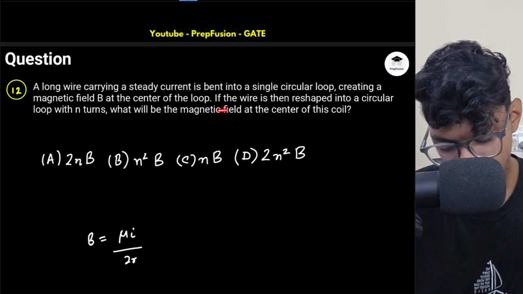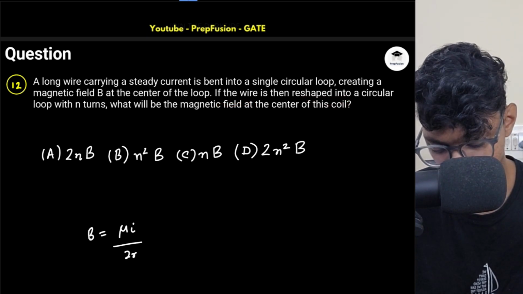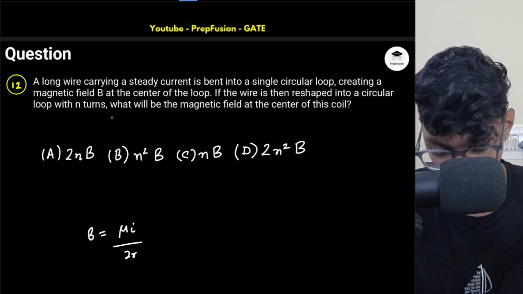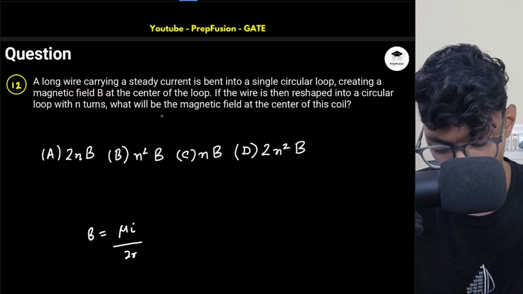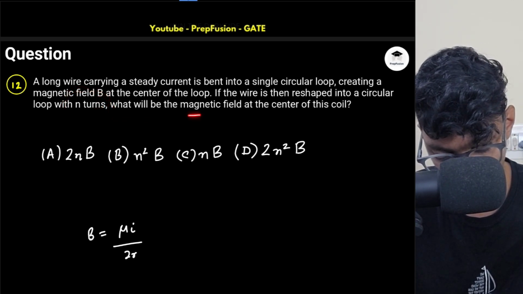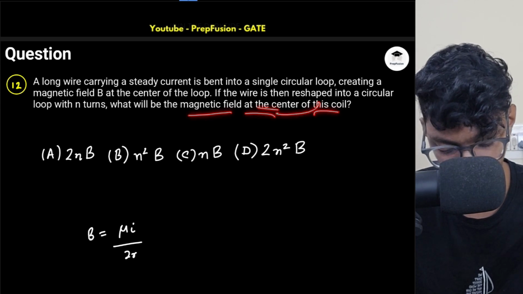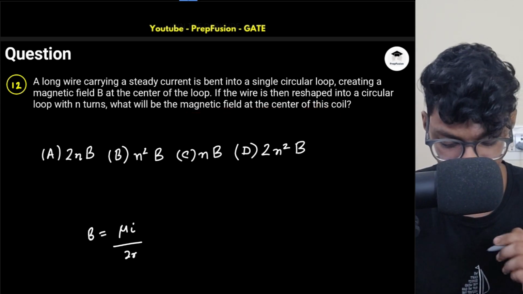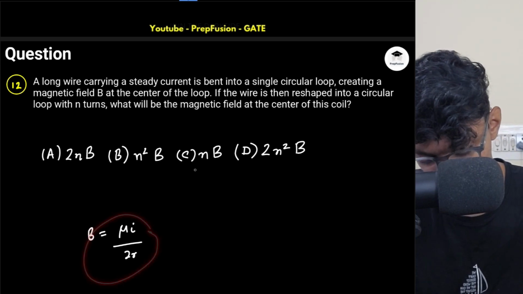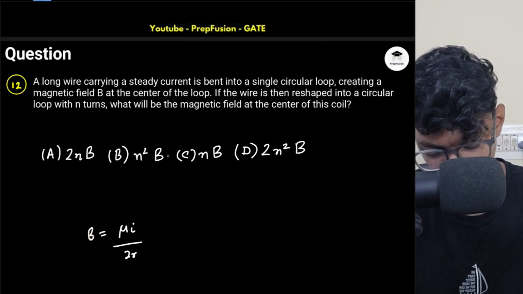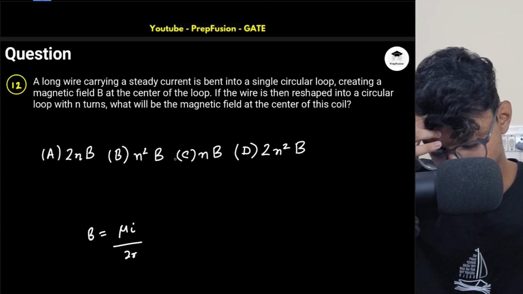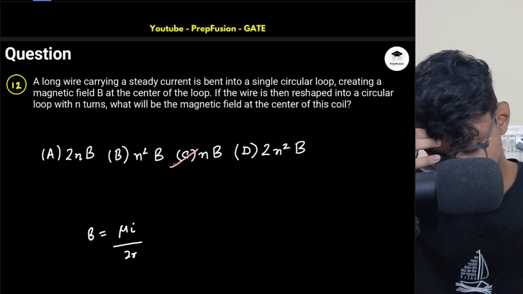Then, if the wire is reshaped into a circular loop of n turns, what will be the magnetic field at the center of this coil? You will say, sir, the wire has been reshaped into n turns, so obviously the magnetic field will be n times the previous case, so it will be option C. Pretty simple, n turns have happened, so the magnetic field also increased n times, right? But sadly this won't be correct.